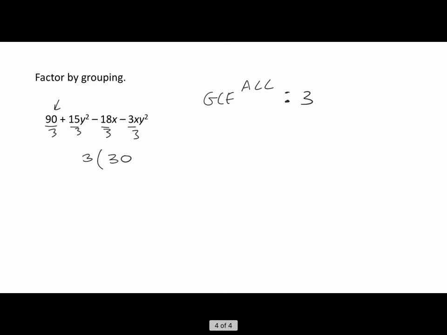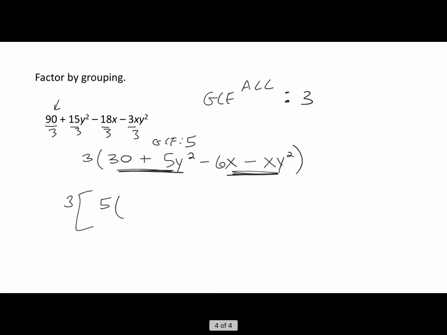The first term, that'll be 30. Second term, that divides to 5y squared. The third term, that's a minus 6x and minus xy squared. Okay. So I got to get that GCF out first. And then let me pair these up and find the GCF for each of these groups. So the first group, these two terms have a 5 in common. Okay, so I'm going to factor 5 out of the first group. So divide that from each of those terms. That leaves 6 for the first term and y squared for the second.